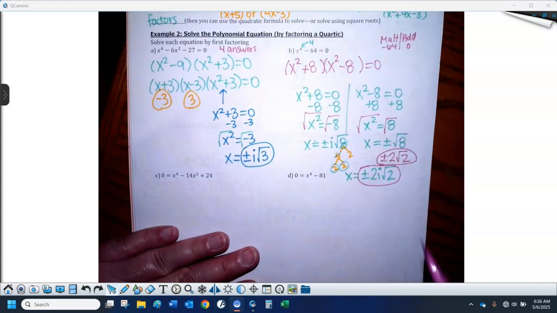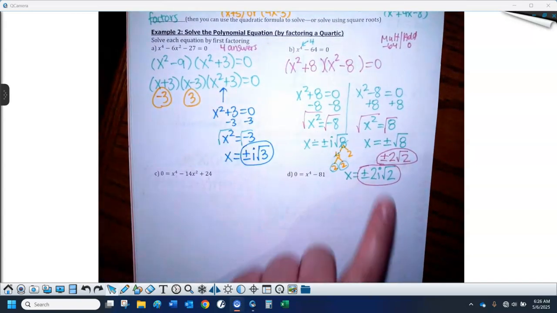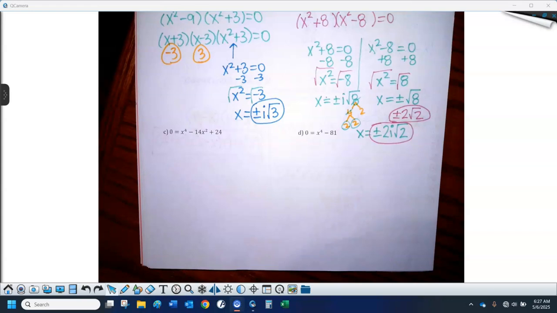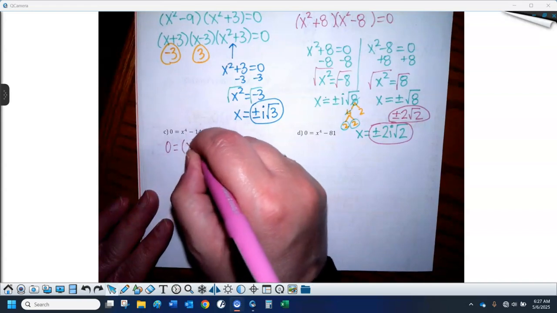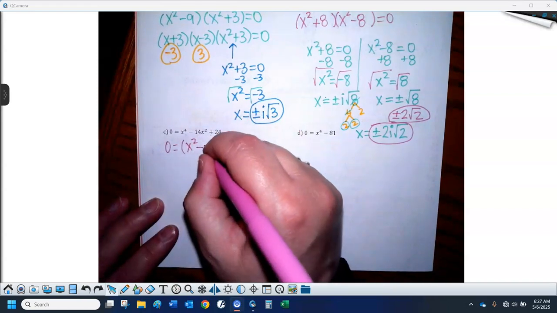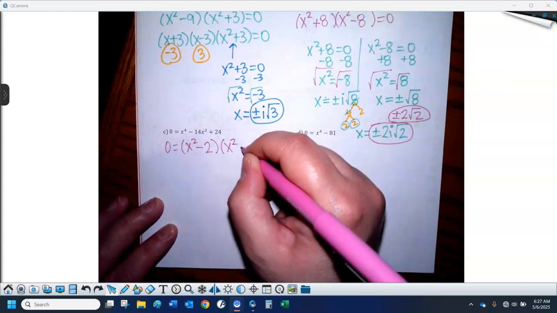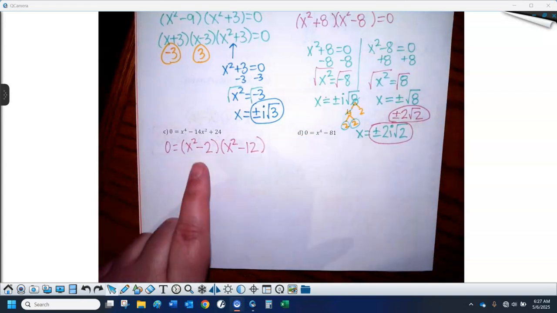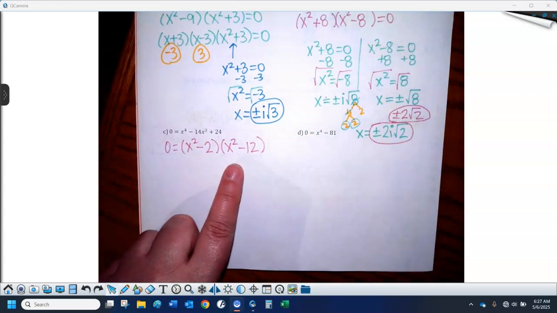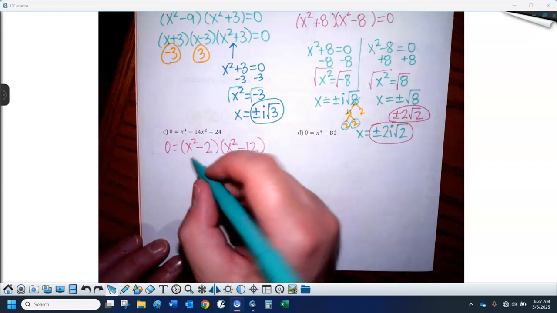2 answers here, 2 answers here, so 4 total. These 2 we could actually see on the graph. These 2 we could not. All right, let's see if we can do these guys real quick. So this one, the factored form, if you remember from doing this problem on the front, multiply to get 24, add to get negative 14, but we're starting with an x to the 4th. So we have x squared minus 2 times x squared minus 12. We FOIL that back out. That'll give us the original problem.